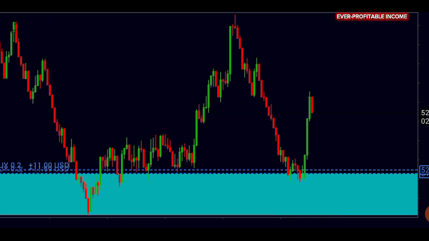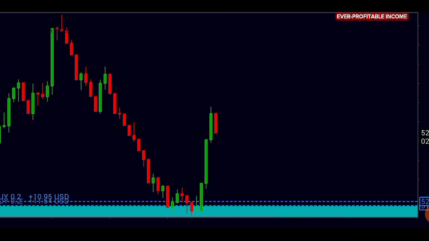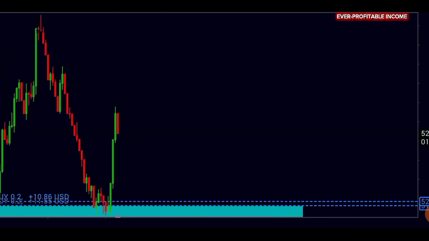Now, for you to know that price is going to spike at this level, the first thing is you are going to notice support rejection. When price reaches the support zone, you are going to notice rejection wicks on your candles. Let's zoom in to see if there was a rejection wick on the candles right here.